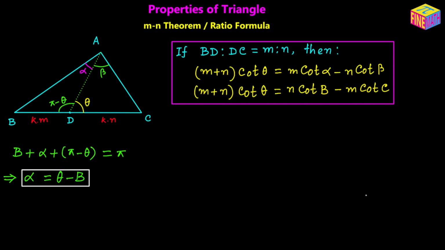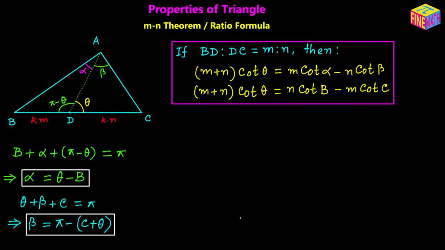From there if we try to express the angle beta in terms of angle C and theta, from that triangle we can say that theta plus beta plus angle C is equal to pi, and from here we can say angle beta will be equal to pi minus C plus theta. Now again we are going to do the sine law on triangle ABD and ADC.